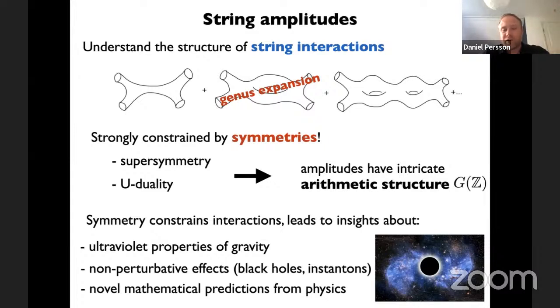In particular, you can learn about non-perturbative effects. I mentioned briefly before that you have these effects in amplitudes. In string theory, they could be interpreted as black holes or instantons. But we could also use them to extract novel mathematical predictions, or we can use what's known in math to extract physical insights. So this is the kind of interaction that I'm interested in in this talk. So for now, I want to focus on this arithmetic structure a little bit.